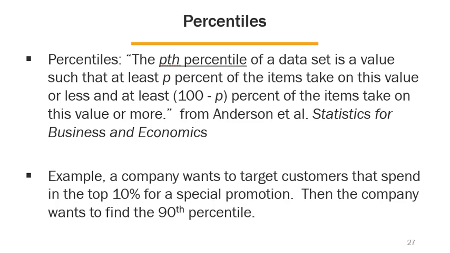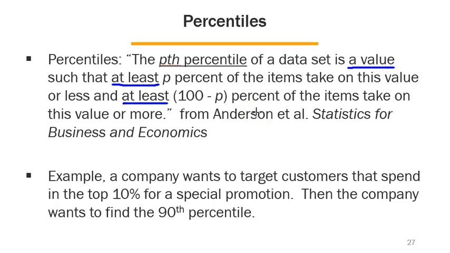Percentiles are another measure of location. The pth percentile of a data set is a value such that at least p% of the items take on this value or less, and at least 100 minus p, so the complement there, percent of the items take on this value or more. So again, you'll notice here that there's this concept of at least p% and at least p%. You also notice here that it says it's a value.